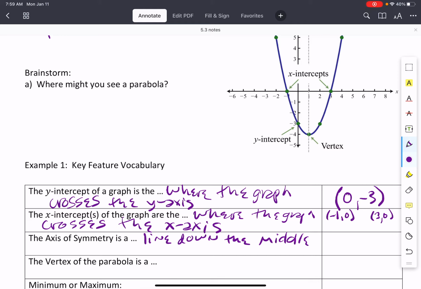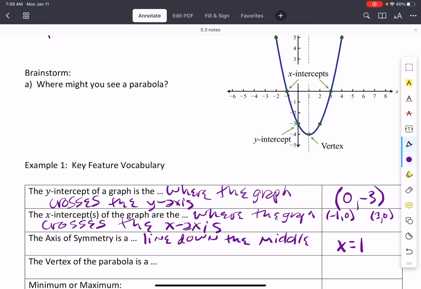So it's a line. How do I write the equation of a vertical line? Nope. It's not a point, it's a line. Anybody remember? I know it's been a while. Oh, that's a good guess. That's for diagonal lines. Okay, what about vertical lines? Vertical lines are x equals lines. So the axis of symmetry on this one is x = 1. Okay.